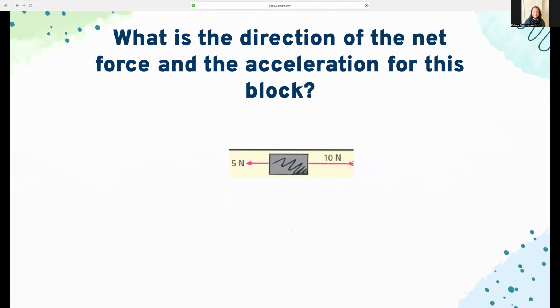So we have 5 newtons to the left. That's going to be negative. And then 10 newtons to the right, positive. So 10 minus 5 is going to be 5 newtons to the right. So our acceleration and force are both to the right. Our net force, excuse me.